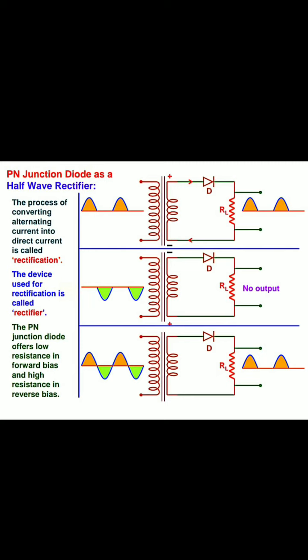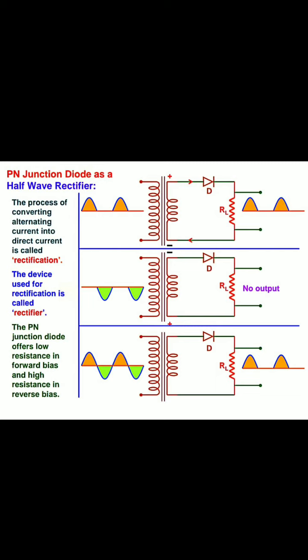Now rectifiers are of two types: half wave rectifier and full wave rectifier. From the name, half wave, we get at output half of the input. So how can we see that? You see this circuit diagram for the half wave rectifier. The process of converting alternating current into direct current is called rectification, the device is called a rectifier, and the process is called rectification.